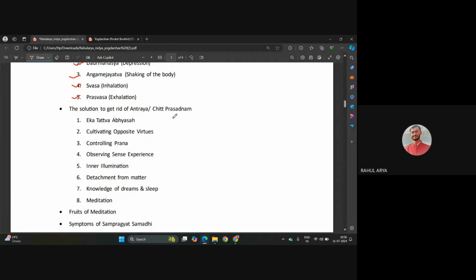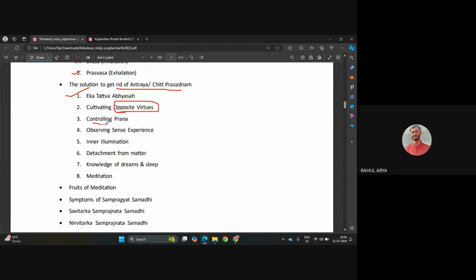What are the methods to get rid of these antarayas? How can we be happy? Ekatattvabhyasa; cultivating opposite attitudes: maitri, mudita, karuna, upeksha; controlling the prana, pracchardana vidharanabhyam va pranasya; observing sense experience, vishayavati va pravrittir utpanna manasah sthiti nibandhani. These are the total 8 methods described here, by following which we can make our mind, our chitta, happy. Prasadanam.